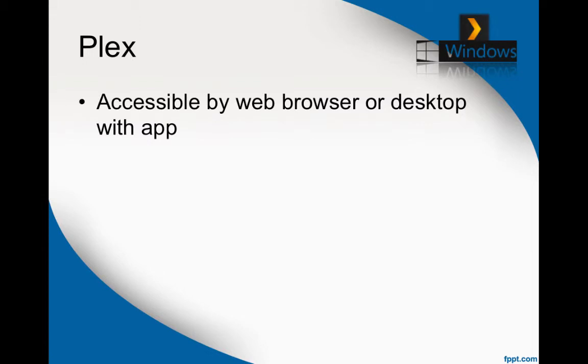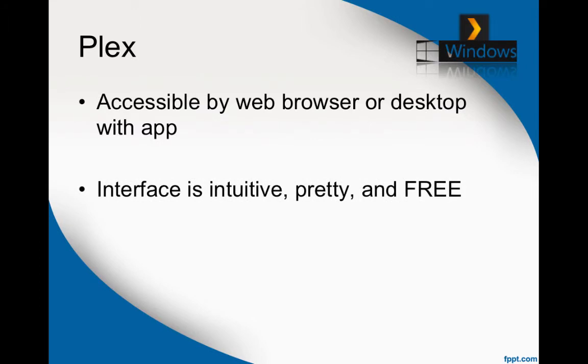When you upload something from your house, you can go over to your friend's place and watch it from there, hook up an HDMI cable to the TV, or you can even download the app. It's not just on the Windows Store, it's on, like, a smart TV. You could download the app on there and then stream your content. And the interface is intuitive, pretty, and the best part, it's free.